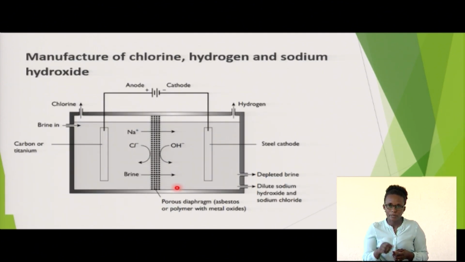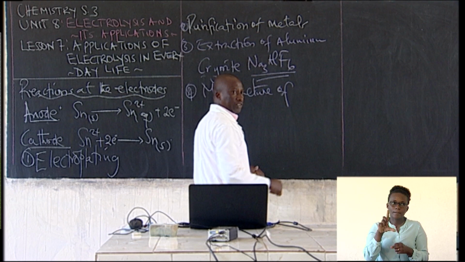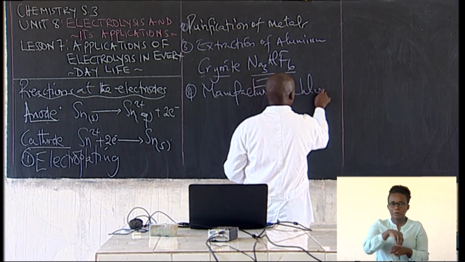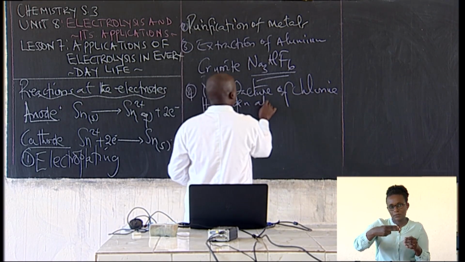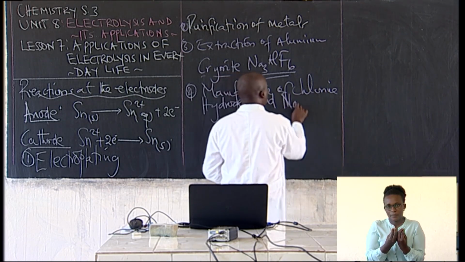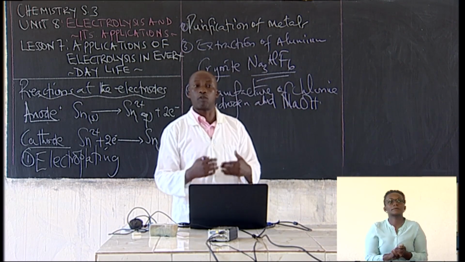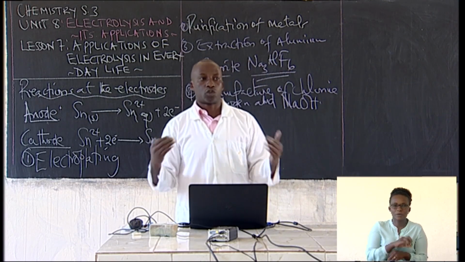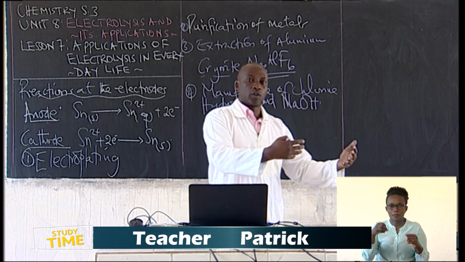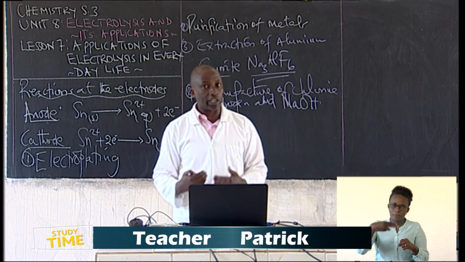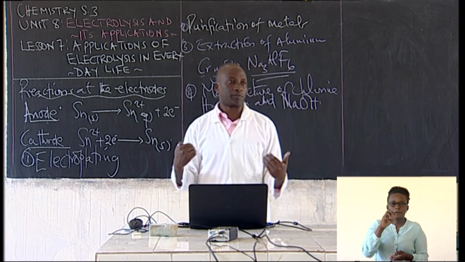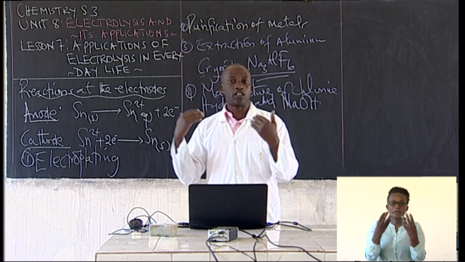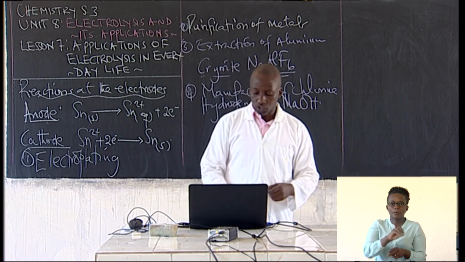Another point that we need to mention is the manufacture of different products: chlorine, hydrogen, and sodium hydroxide. Sodium hydroxide is used for making detergents. We make soap, and one of the raw materials for soap is sodium hydroxide. And we don't have this sodium hydroxide, so the sodium hydroxide is imported. It is a raw material, imported from outside to make the soap.